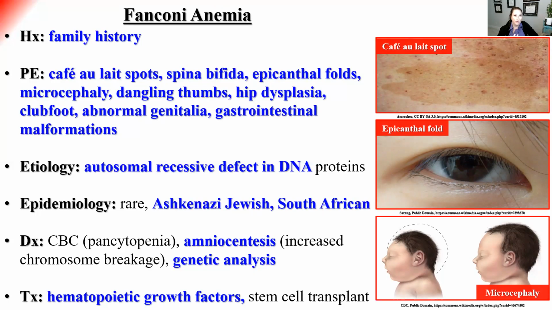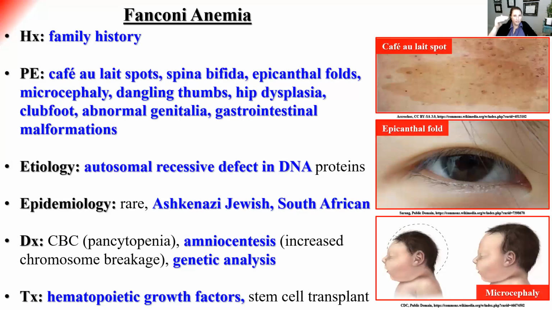Physical exam findings that we may see in Fanconi anemia: cafe au lait spots. We talked about this one in our dermatology. That's the top picture there. Spina bifida, epicanthal folds is the second picture down there. Microcephaly, they have a smaller head. Dangling thumbs, hip dysplasia, clubfoot, abnormal genitalia, and gastrointestinal malformation. So there's a whole spectrum of things that goes along with Fanconi anemia.